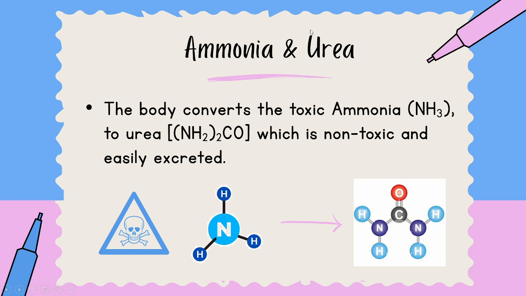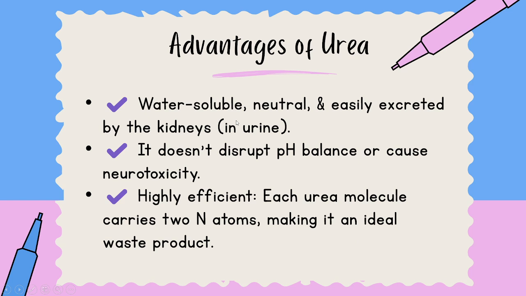What is the link between ammonia and urea? Ammonia is a toxic substance. Urea is a non-toxic substance. The body converts toxic ammonia, NH3, with CO2 into urea, which is not toxic and easily excreted. So urea formation is a form of detoxification of ammonia.